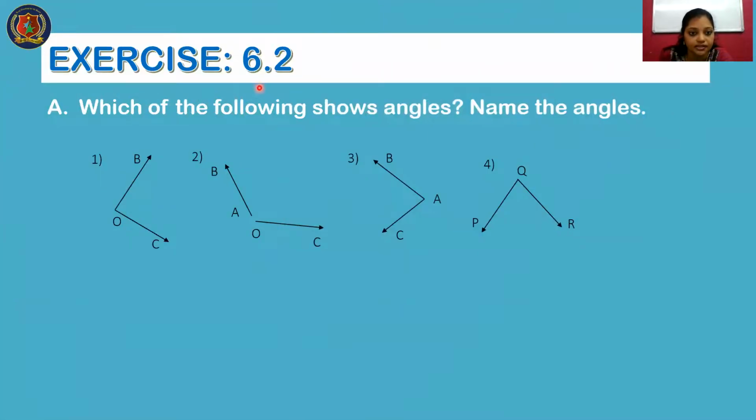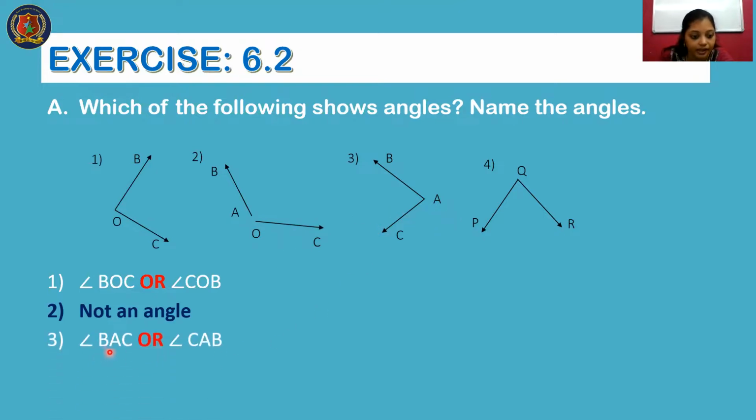Now we are moving to the exercise. Which of the following shows angles? Name the angles. See the first one, this is forming an angle, right? So we can write angle BOC or angle COB. Both ways you can write. Is this an angle? The second one, you see, it is not an angle. Why is it not an angle? Because it is not meeting anywhere. There is some gap, so it is not an angle. The third one is an angle. Yes, it is angle BAC. A is in the vertex place, so A is supposed to come in the center, or CAB. Both ways you can write. Like that, the fourth is also an angle, PQO or OQP.